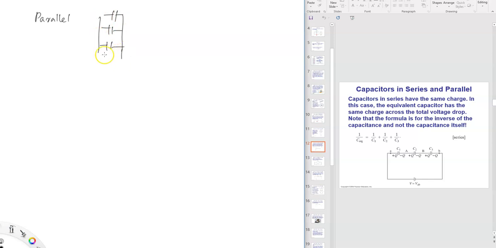This is a parallel system. The C equivalent is a direct sum. If you have more, you can add them.